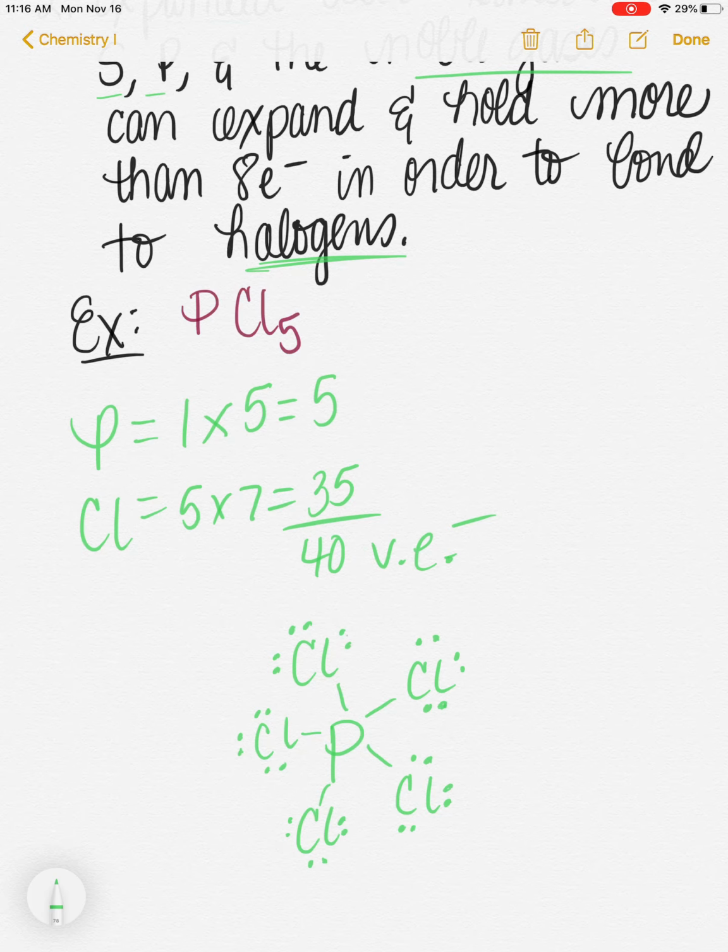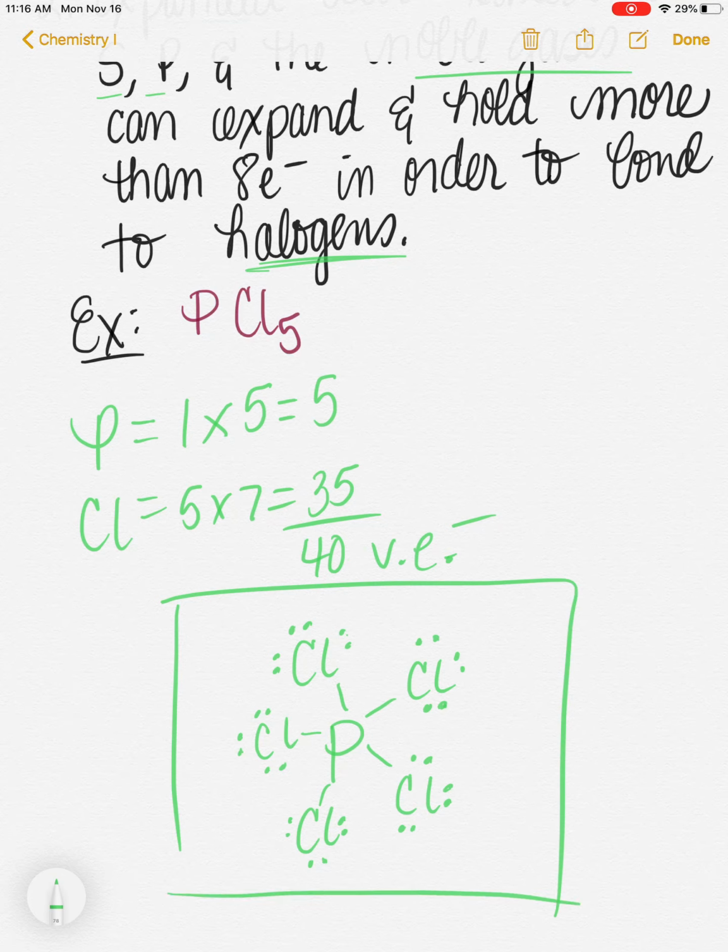Then if I count up here, I've got 2, 4, 6, 8, 10, 12, 14, 16, 18, 20, 22, 24, 26, 28, 30, 32, 34, 36, 38, 40. 40 total valence electrons. The chlorines are all satisfied, and the phosphorus has just expanded in order to satisfy everyone's octet.